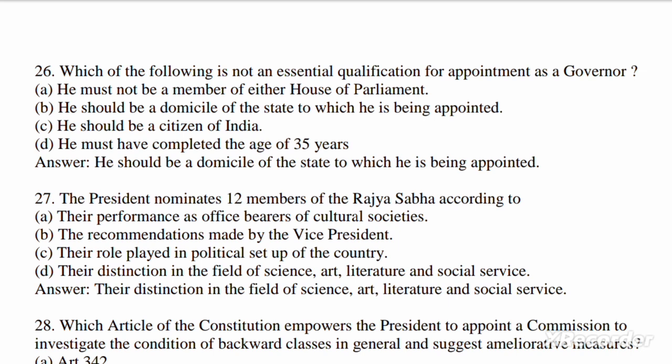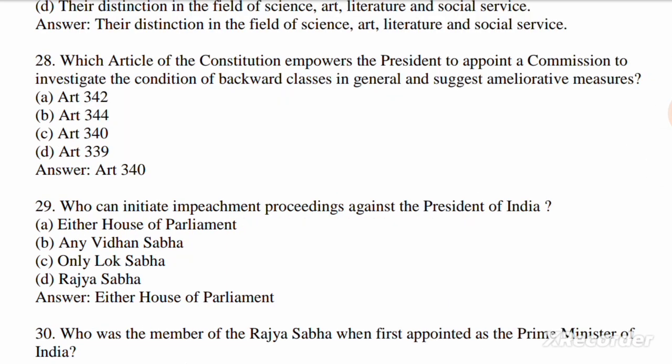27. The President nominates 12 members of the Rajya Sabha according to their distinction in the field of science, art, literature and social service. 28. Which article of the Constitution empowers the President to appoint a commission to investigate the condition of backward classes in general and suggest ameliorative measures? Answer. Article 340.